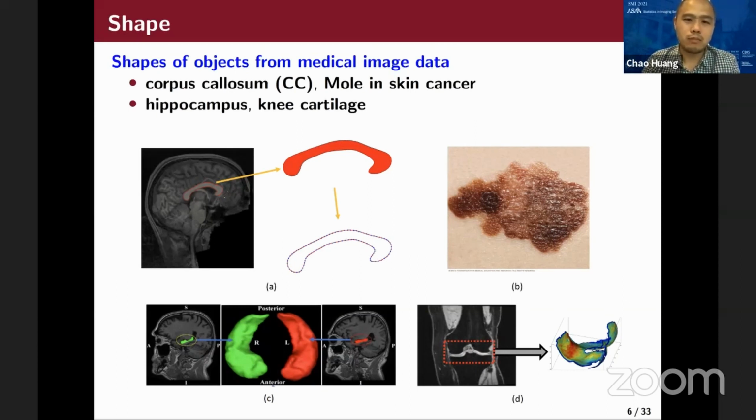We are also interested in some 3D objects, for example, the hippocampal surface. And if we have a knee MRI, we can extract the joint cartilage, and we are interested in the surface information of this cartilage, because when people have osteoarthritis, the cartilage thickness will shrink. So the shape of all these objects extracted from the medical imaging data is of great interest these days.